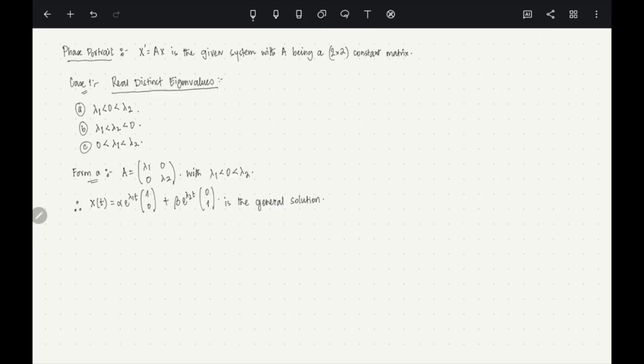Now the thing is this, what is a phase portrait? The main idea behind this video is this. We really want to look at this particular thing, how x of t looks like. For a fixed t, x of t is nothing but x1 of t and x2 of t. Is it okay? You can just break it up like that. And this is nothing but alpha times e to the power lambda 1 of t, and beta times e to the power lambda 2 of t. And this holds for all t.